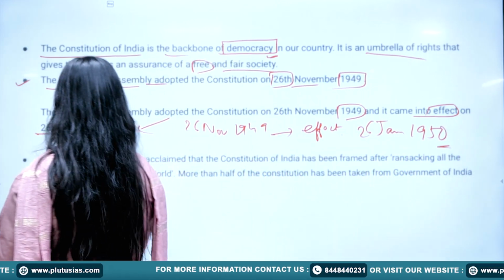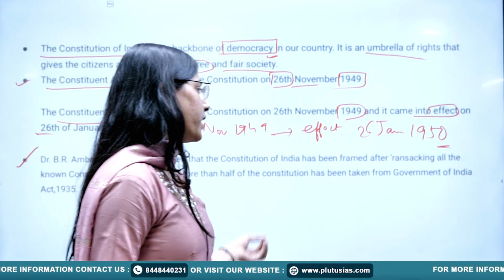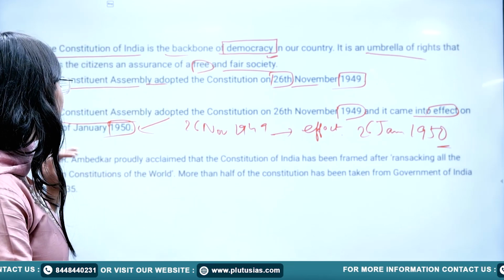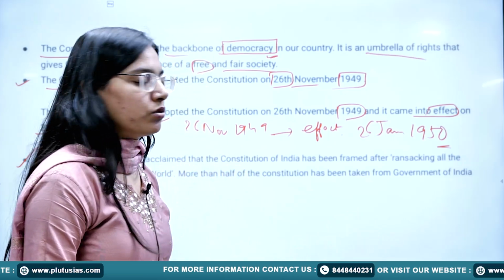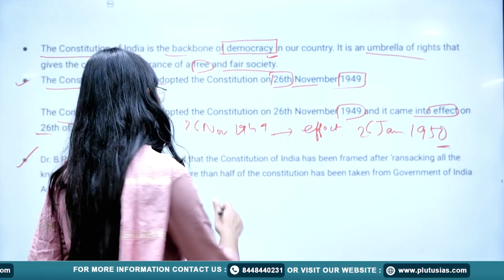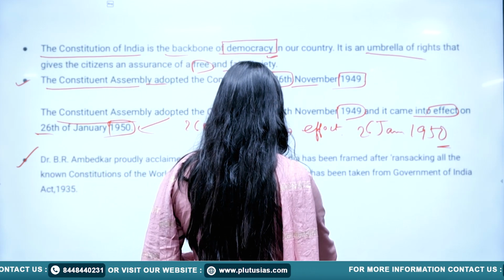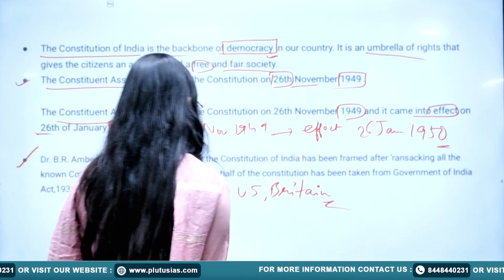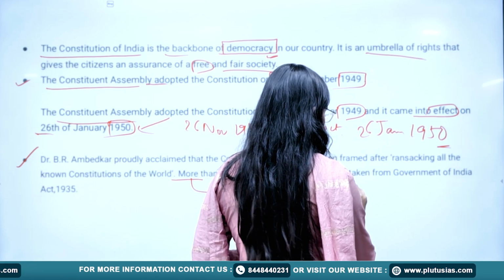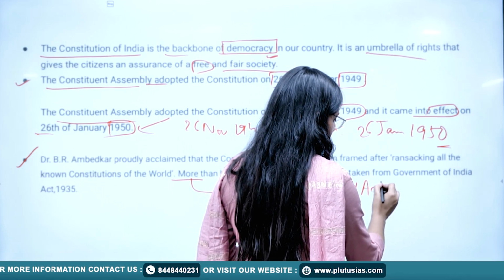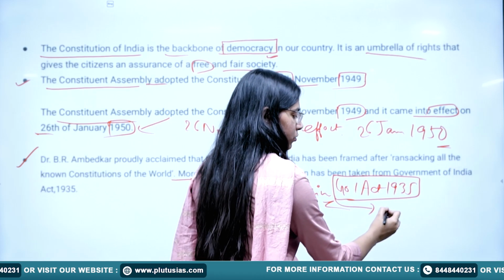And after that, we can see Dr. Ambedkar proudly acclaimed that the Constitution of India has been framed by ransacking all known constitutions of the world. We have taken all the good features from every constitution, from each country, like the USA, Britain, Canada, and all. More than half of the constitution has been taken from the Government of India Act 1935. This act is very important for our sources of constitution.